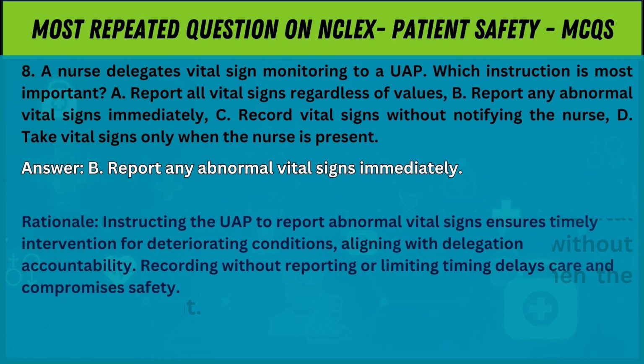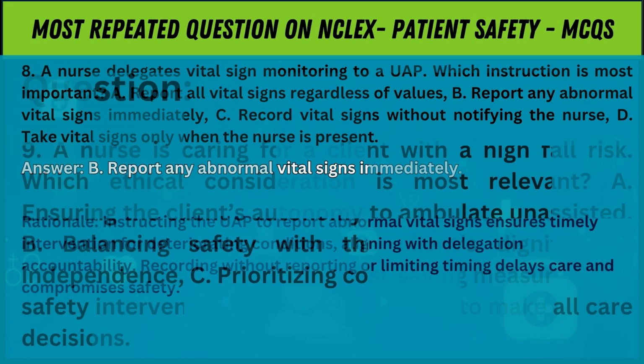Answer: B. Report any abnormal vital signs immediately. Rationale: instructing the UAP to report abnormal vital signs ensures timely intervention for deteriorating conditions, aligning with delegation accountability. Recording without reporting or limiting timing delays care and compromises safety.